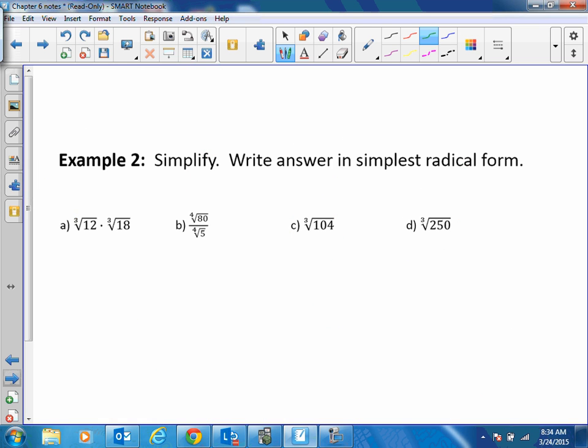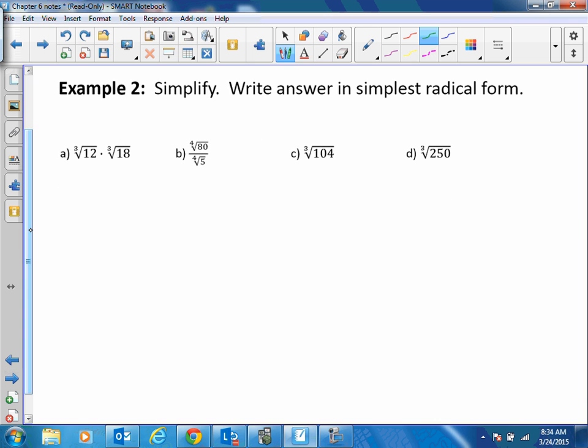Okay. All right. So on these ones, we're going to simplify to simplest radical form. So we got 12. What we're going to do is 12 is not a perfect cube, and 18 is not a perfect cube. But if we multiply them together, 12 times 18, we get 216. And 216 is a perfect cube, so then we can just do that. The cube root of 216 is 6. Okay.